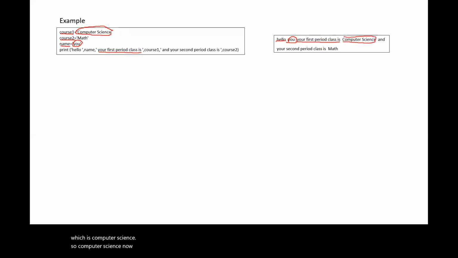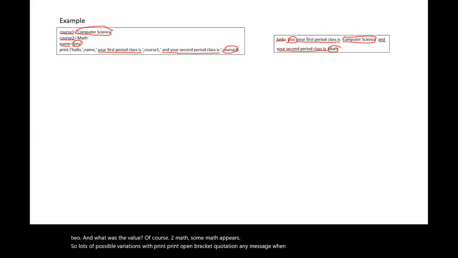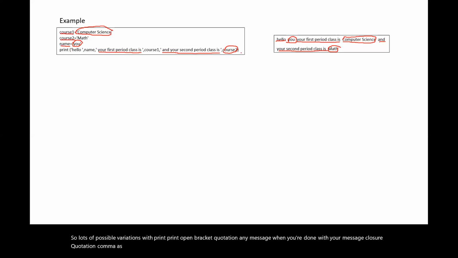Then what happens? And your second period class is, that's a message. It appears exactly as you typed it in. And then we have another variable, course 2. And what was the value of course 2? Math. So math appears. So lots of possible variations with print, open bracket, quotation, any message. When you're done with your message, close your quotation, comma, as many variables as you want, and when you're finished, close your bracket.